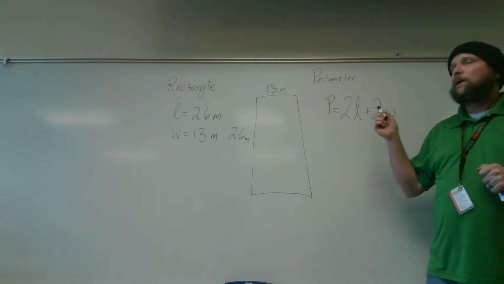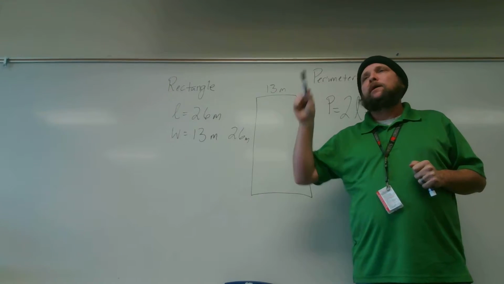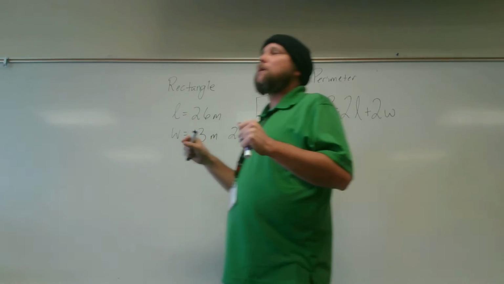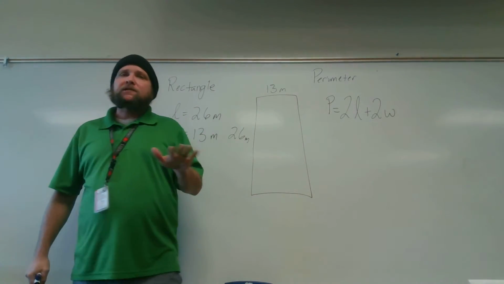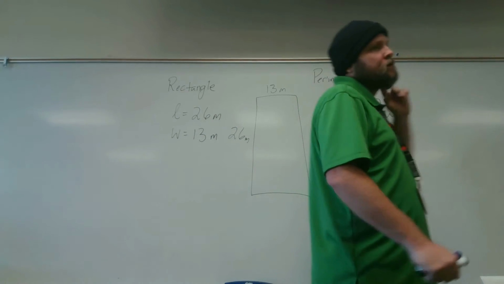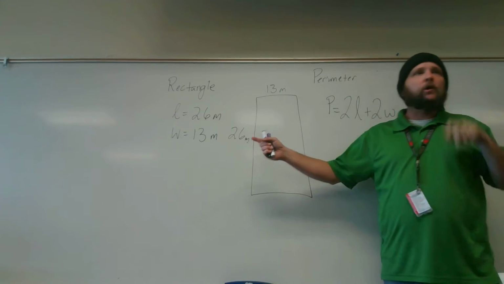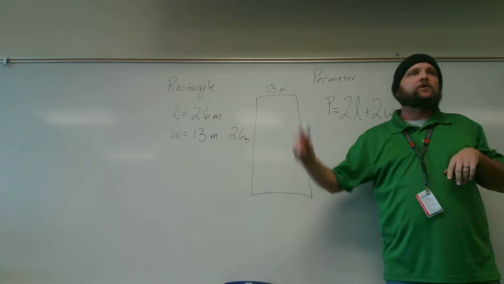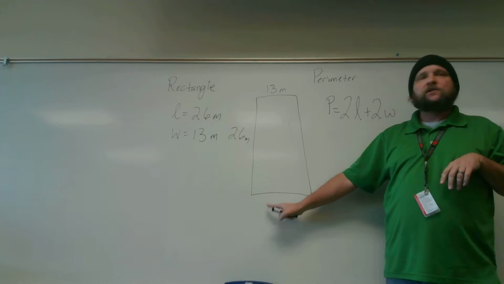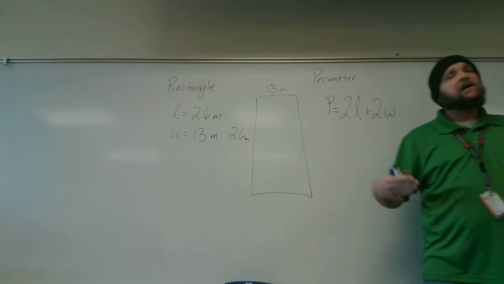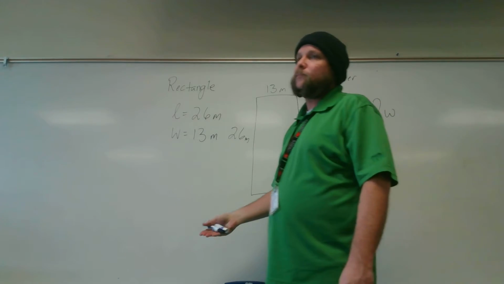Okay? The L is the length. All right, let me tell you what's important with this. Every single one of you, if I asked you to find the perimeter, you could do it, and most of you would just add all 4 sides together. You know it's a rectangle, so you know this is 26, and you know this is 13. That's how most of you would do it right now.